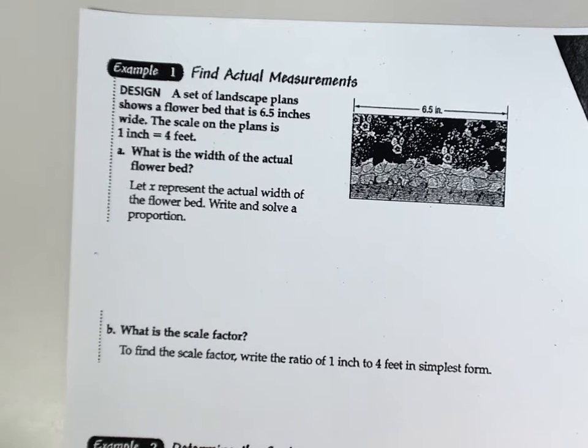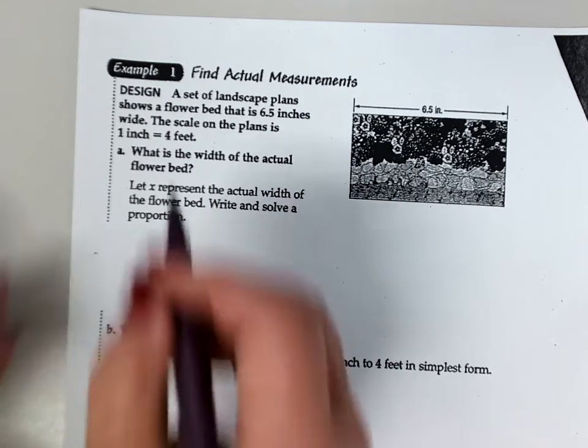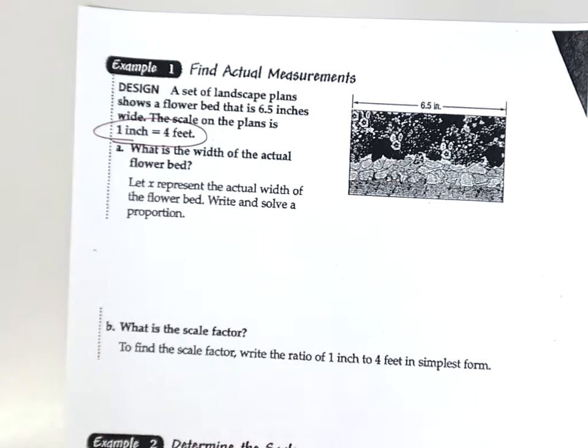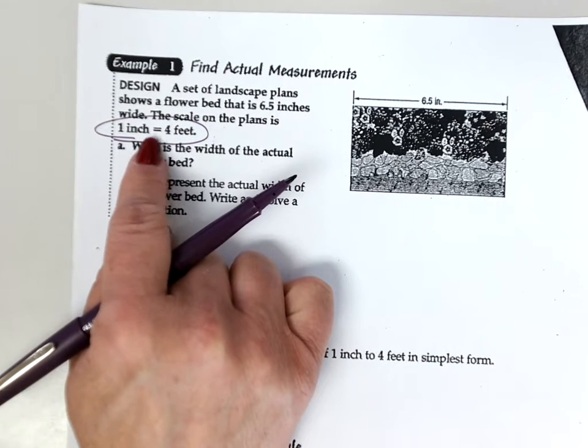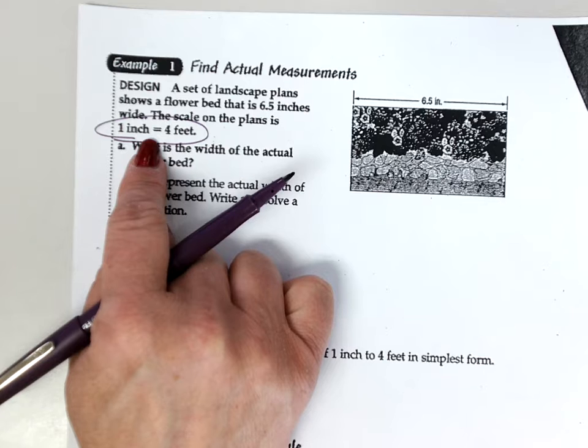I have a set of landscape plans that shows a flower bed that is 6.5 inches wide. The scale on the plan is 1 inch to 4 feet. When I'm going to make proportions to find missing lengths, either on the drawing or on the actual, I'm going to need this scale, which is always given as one part of the proportion. It's always going to be the first ratio of the proportion, the left fraction, I guess you would say.